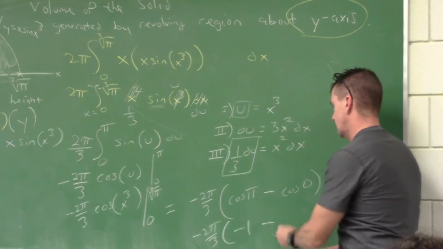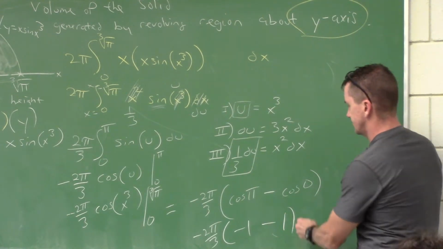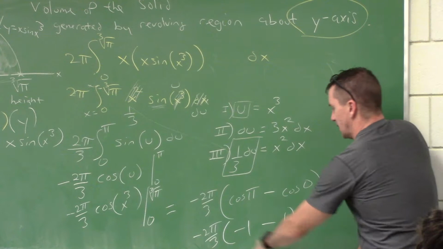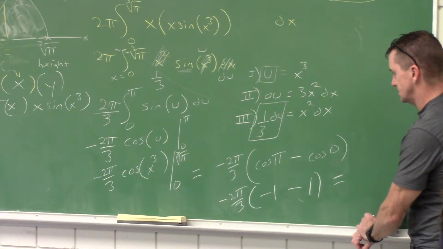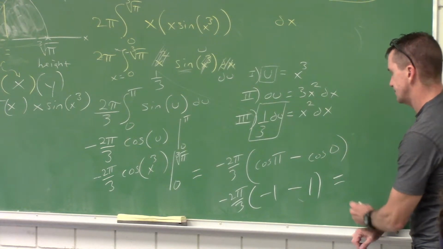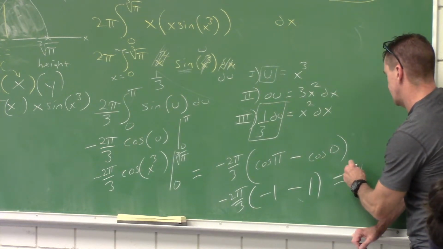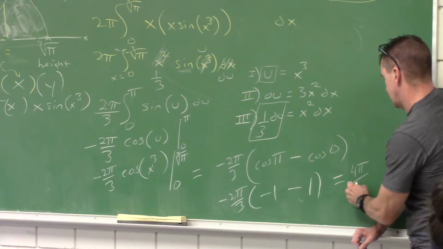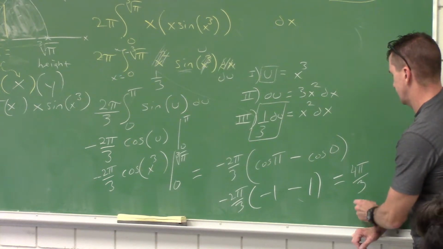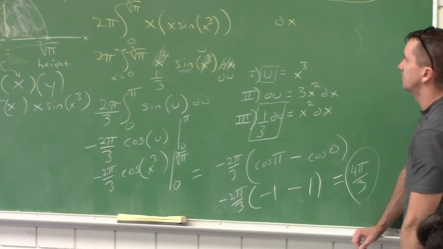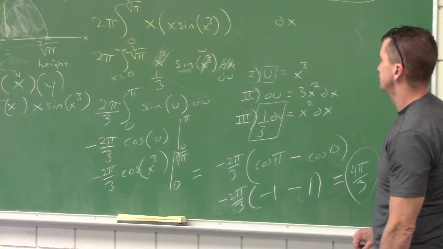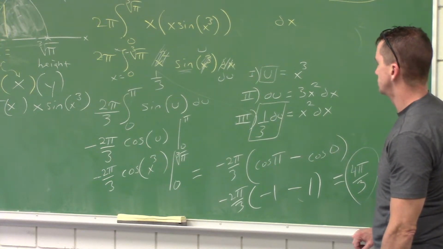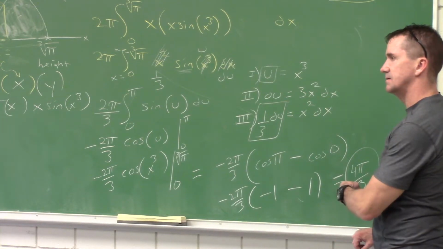What's this number? 1. What's the final answer? Oh, it's positive. What's a negative 2 times negative 2 pi over 3? Is that 4 pi over 3? Good job with this. Any questions on that?